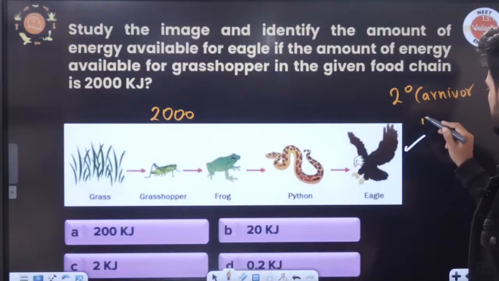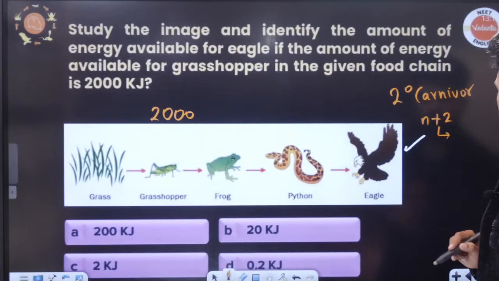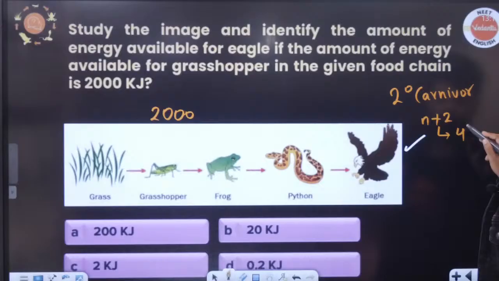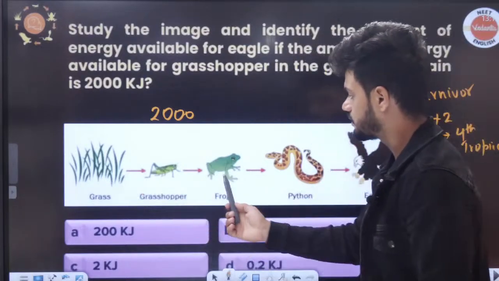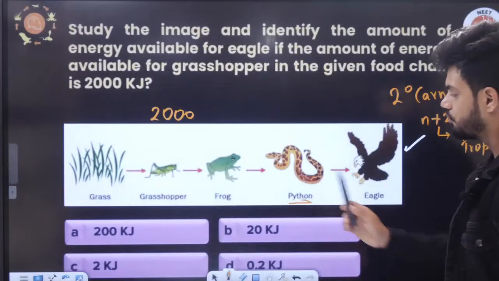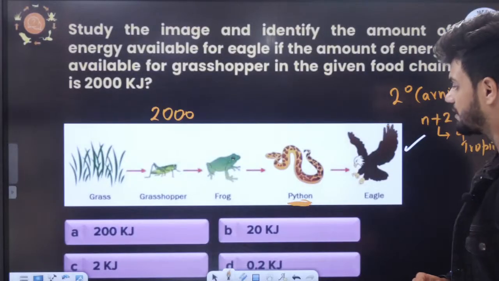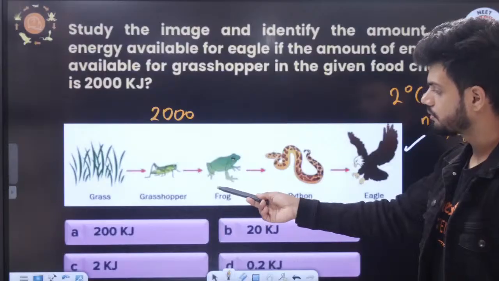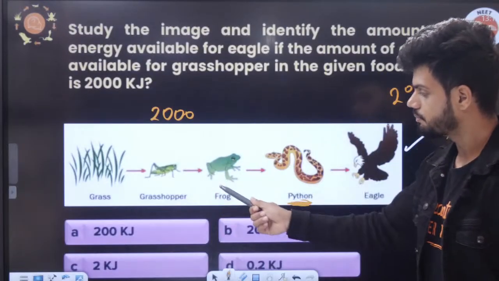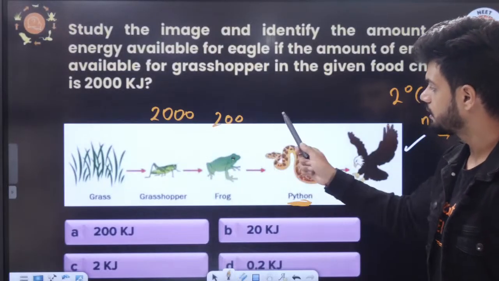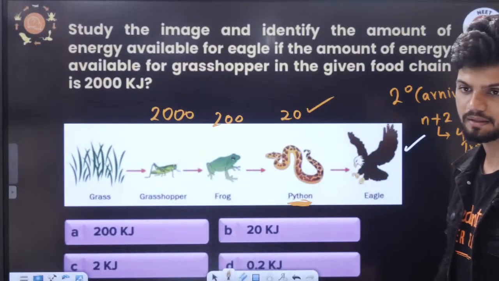Carnivore is said to be N. Okay, N plus 2 gives the trophic level. N is 2, 2 plus 2 is 4. So the fourth trophic level. Secondary carnivore, 2 plus 2 is 4. First, second, third, fourth. This Python is at the fourth trophic level, technically your secondary carnivore. Herbivores, primary carnivore, secondary carnivore. Here I have 2000, here I have 200, here I will have 20. 20 is the answer that time.